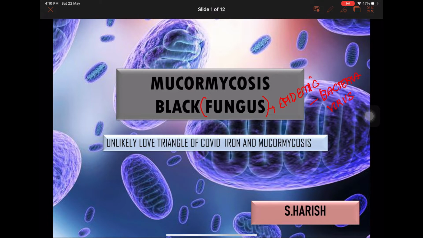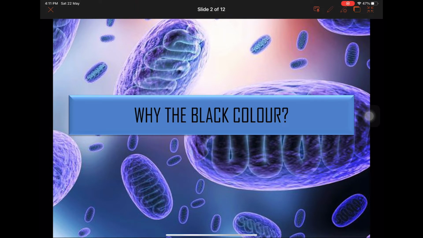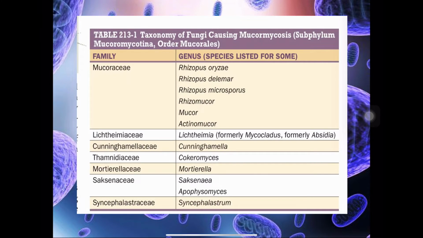We have to see the unlikely love triangle between COVID, iron and mucormycosis, and this is going to be the core of the discussion today. The first thing that comes to my mind is, why is it black in color? And the second question is, how does it cause the disease? We'll come to the black color a little later, because I'm pretty sure you would have discussed this in the second year of your UG.